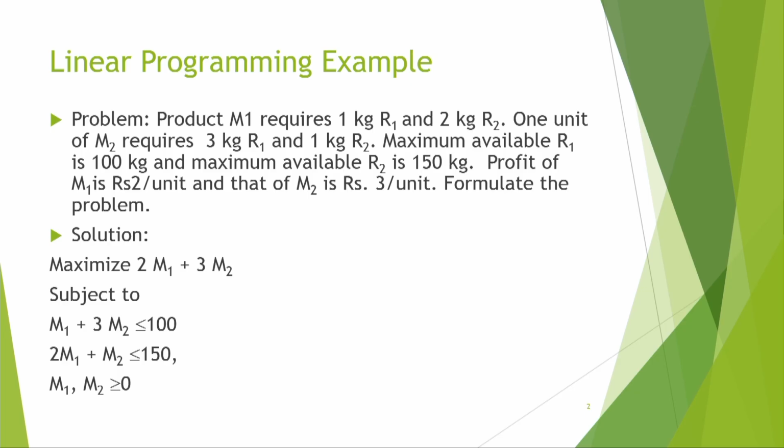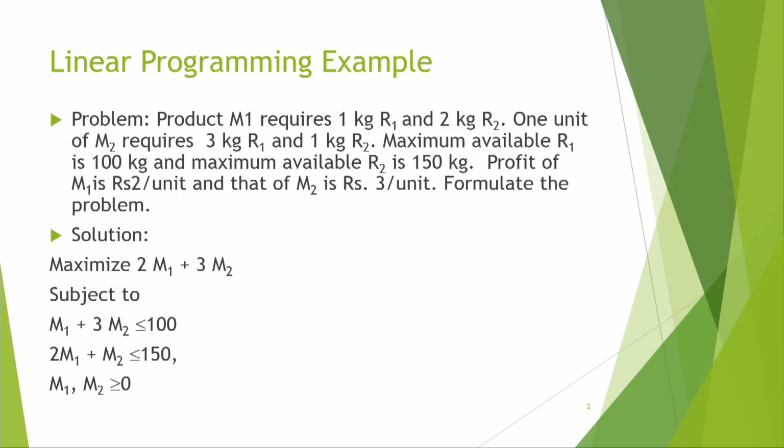You can use different symbols, maybe X, or X1 for the quantity of M1, but I have decided to use M1 as the symbol for the number of units. So, what is our objective? We want to maximize the profit. Therefore, we say maximize 2 M1, because we get 2 rupees profit on 1 unit of M1.